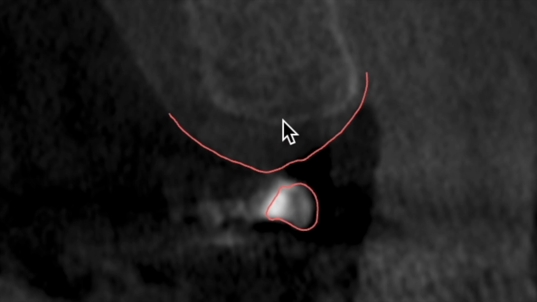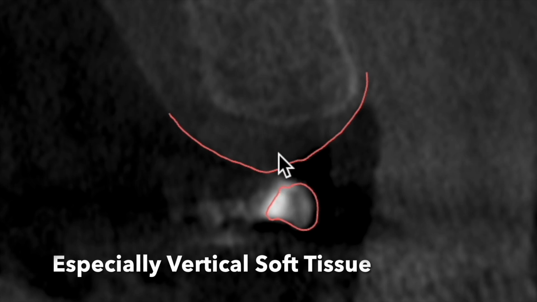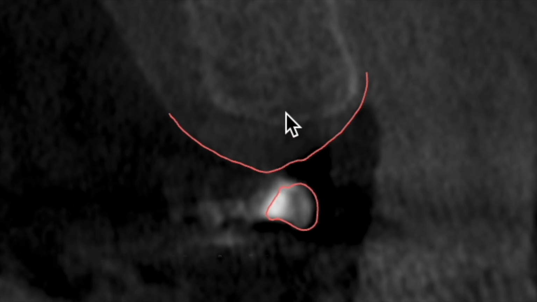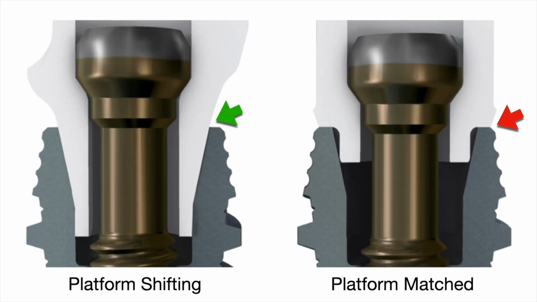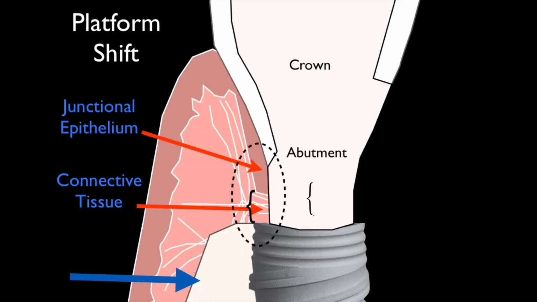This distance allows us to evaluate the vertical soft tissue, which is so important to understand when you're doing zero bone loss concepts. Our goal is to make sure that the platform shift, shown here in the green arrow, is a certain distance from the bone, from the soft tissue.